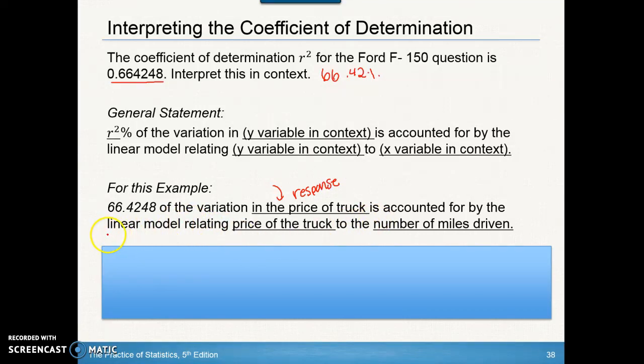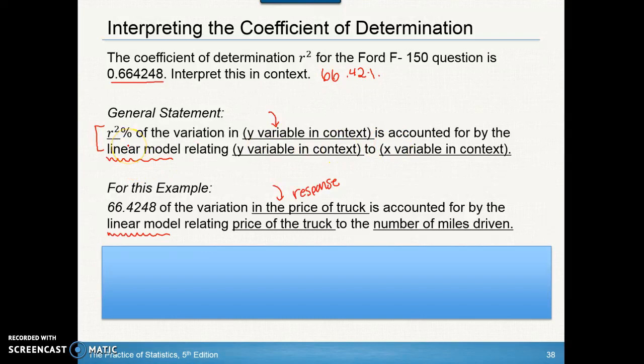Now, how is it accounted for? It's specifically accounted for by the linear model that relates the price of the truck and the number of miles driven. So here's your general statement that you can use anytime you're interpreting R squared. So R squared: that percent of the variation in the Y value is accounted for specifically by the linear model that relates X and Y.